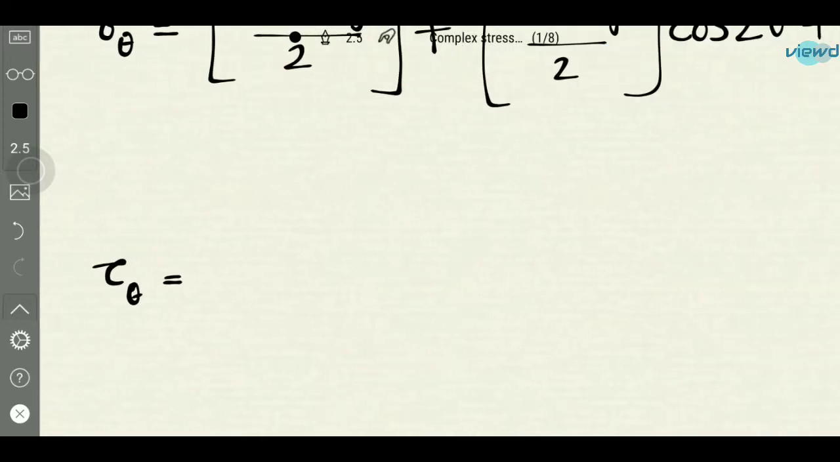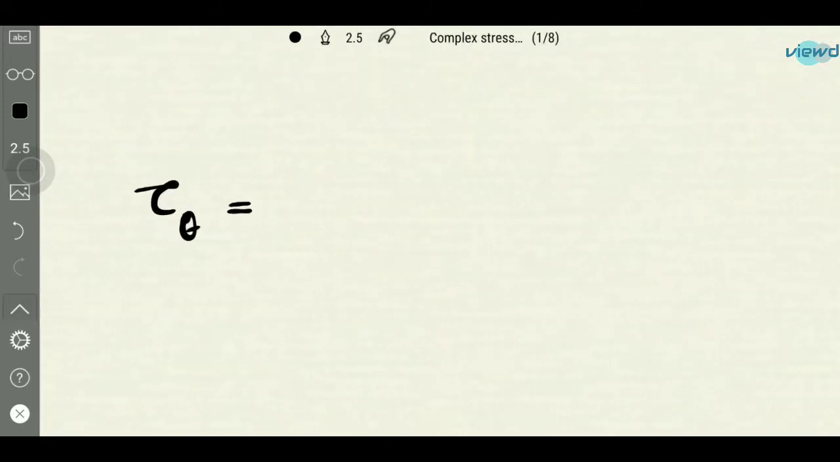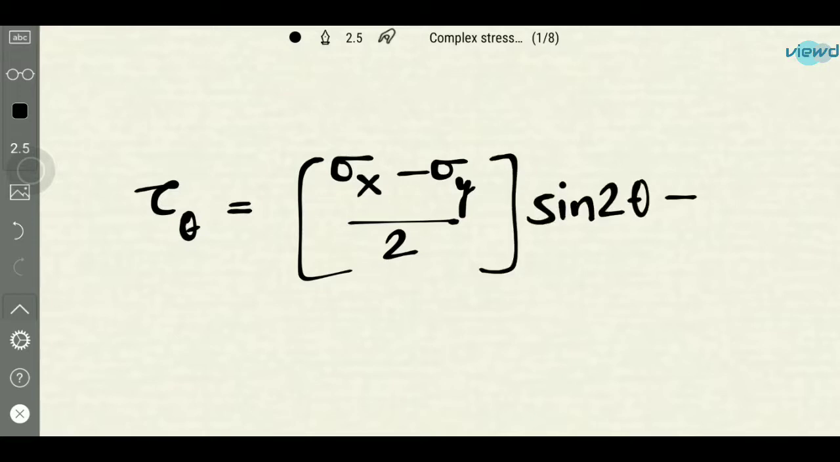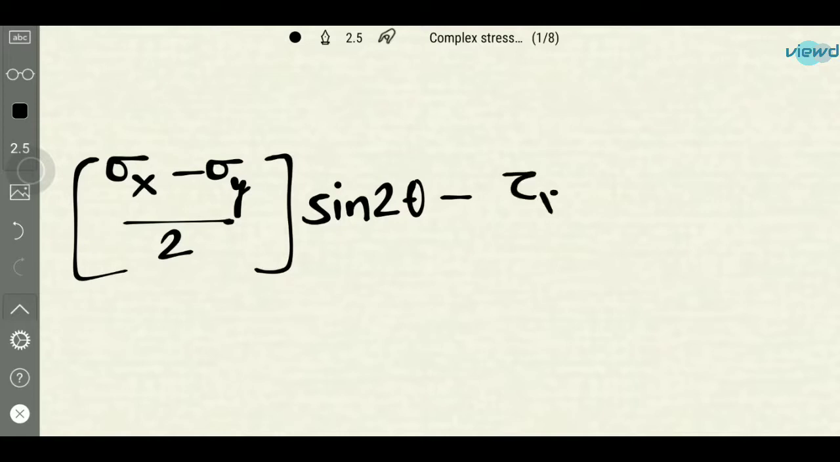Tau theta, which is the shear stress on the oblique plane, is given by this formula: sigma x minus sigma y divided by 2 sin 2 theta minus tau xy cos 2 theta. This is the formula for shear stress on the oblique plane.